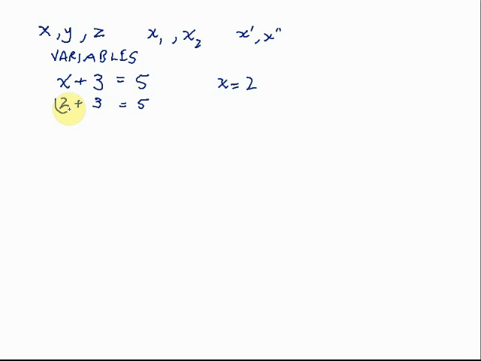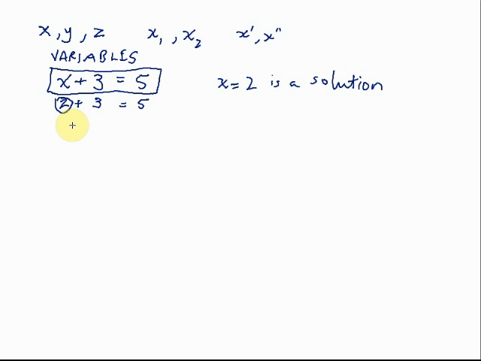So this value of x, the number that we put in place of x, which makes this expression turn out to be true, is called a solution. So x equals 2 is a solution of this algebraic expression. It's a number, in other words, which, when put in place of x, makes the expression true. Now there may be, as we said before, other solutions.